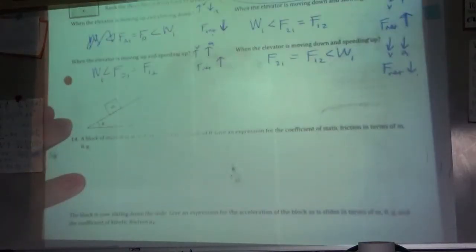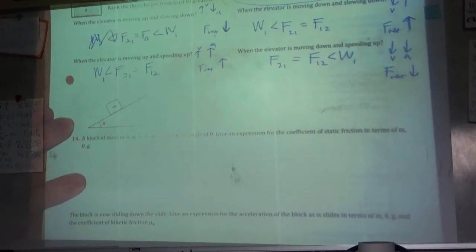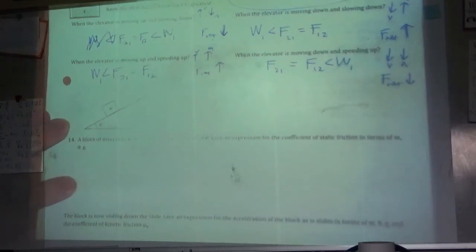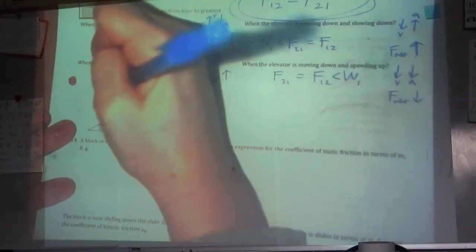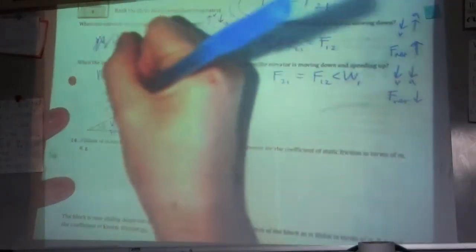Block of mass m is at rest. Give an expression for the coefficient of static friction in terms of m, theta, and g. So this is Fg normal, and then if it's just at rest, it wants to slide down, so the friction would have to be in the opposite direction. And something you just need to memorize instead of trying to break down this angle on your own and figuring out where the angle goes, etc. Across from the normal force is the force of gravity cosine of the angle. And this one is Fg sine of the angle, and then still force of friction.